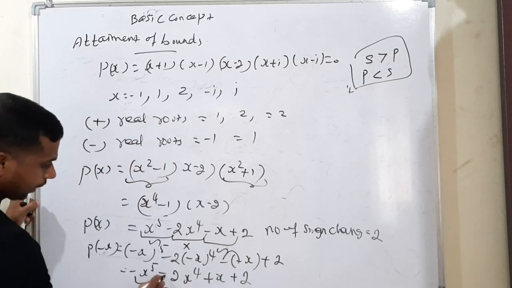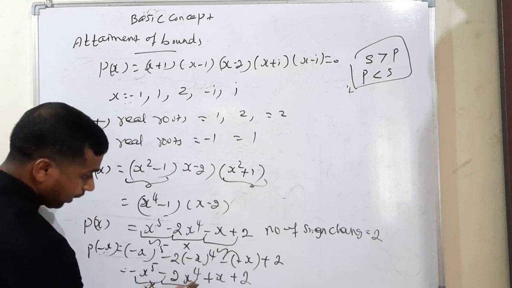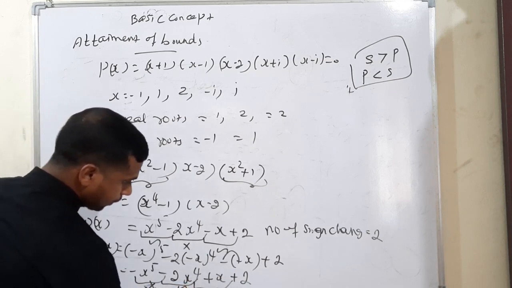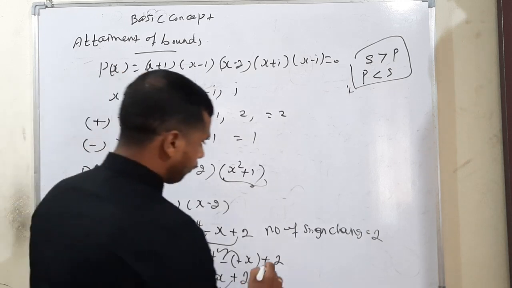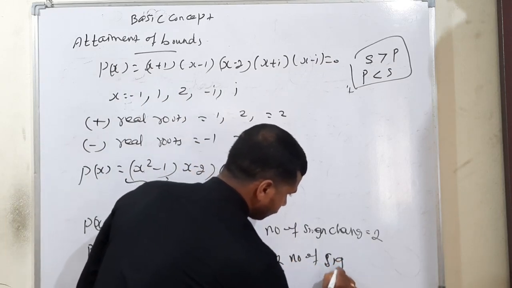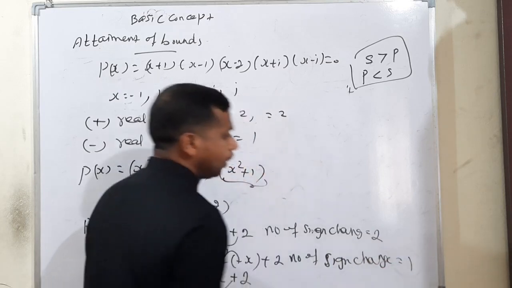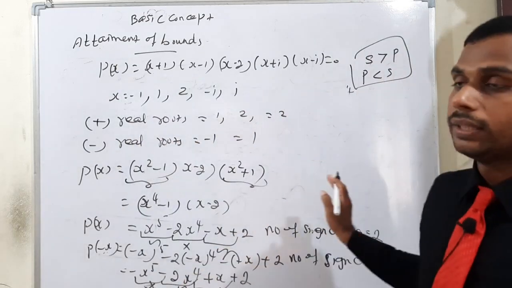Here we can check it. Minus 2 to minus, no sign change. Again minus 2 to plus 1, sign change, then plus 2, plus, no sign change. Therefore, the number of sign changes is only 1. You can check it, already I told you what the meaning is.